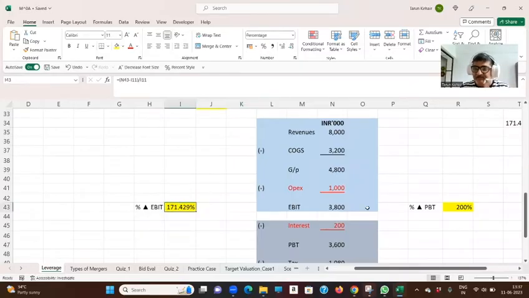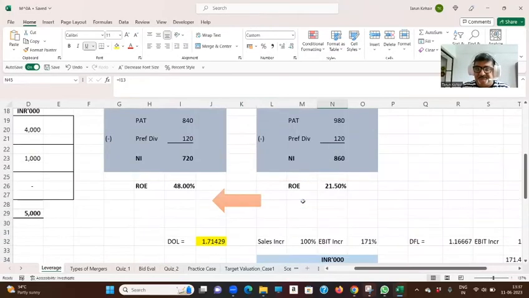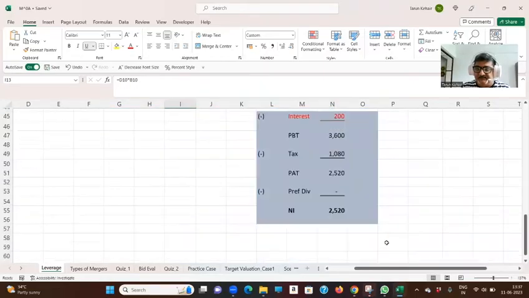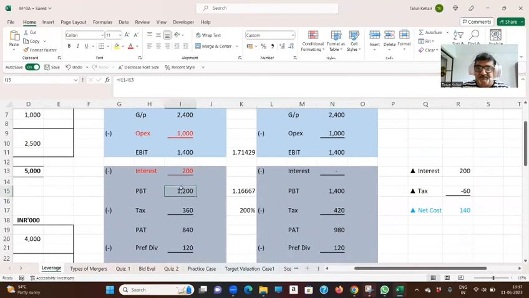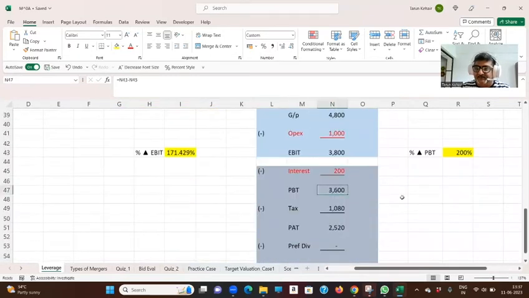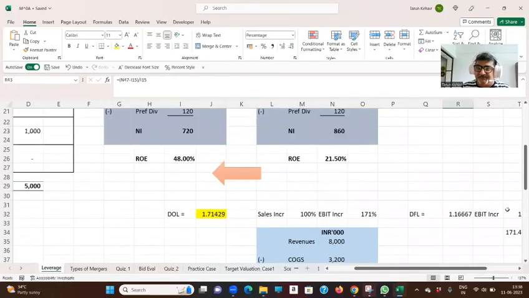Take it a step further. The interest cost also remains the same. It was at 200 earlier. It is the same now. Obviously, you're not going to borrow till you breach your capacity utilization maximum levels. So the PBT, profit before tax, also magnifies from a figure of 1,200 to a figure of 3,600, which is a 200% increase in PBT. Therefore, you will see that a 100% increase in sales has caused a 200% increase in PBT.